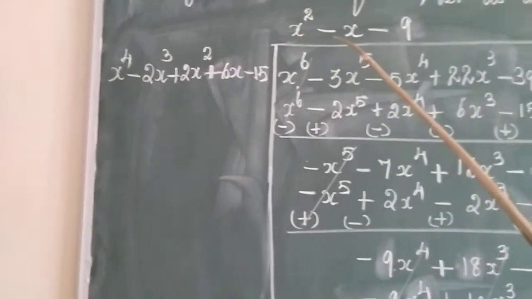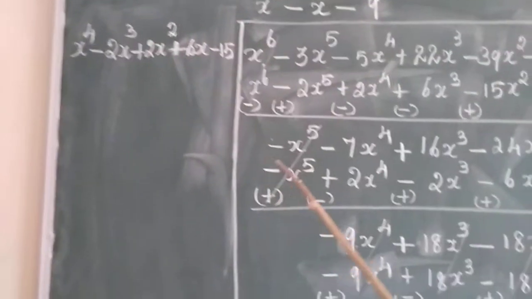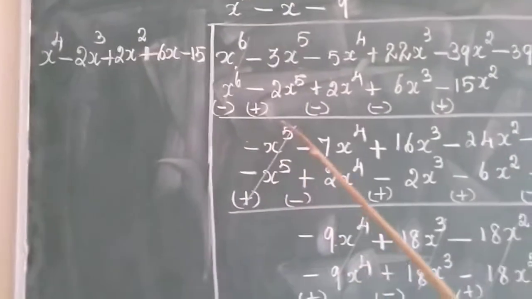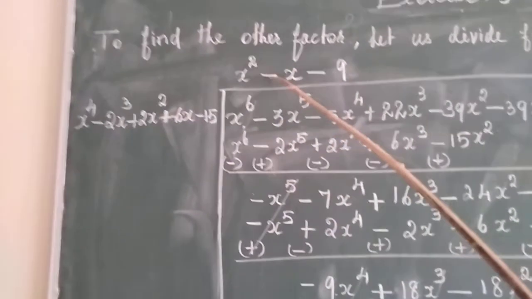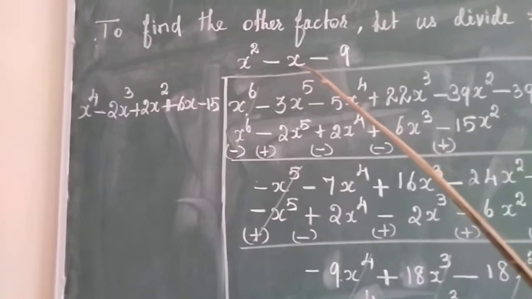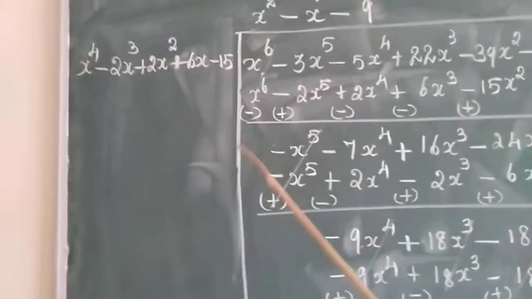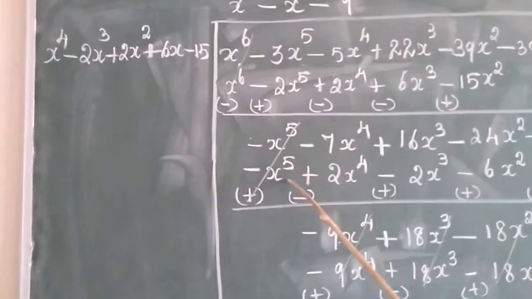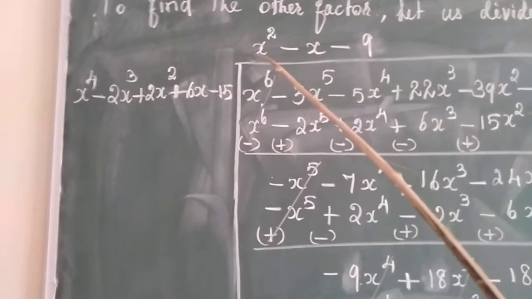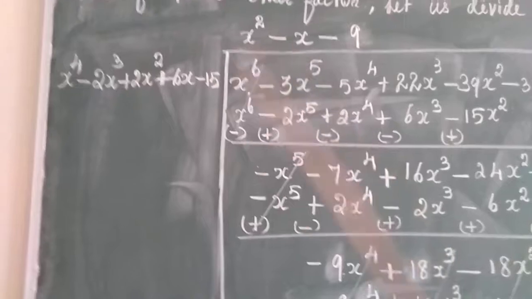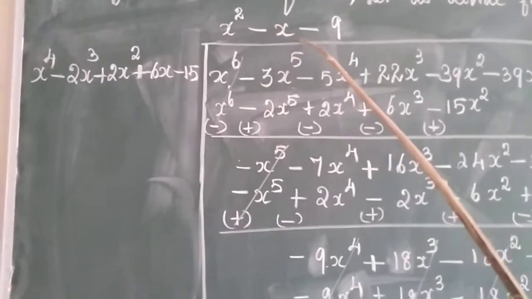By what we put here in the quotient, we will get x power 5, that is minus x power 5, we have to get. That means if we write minus x and multiply by x power 4, we can get minus x power 5. So I wrote in the quotient here minus x. So now we are going to multiply these whole terms by minus x.